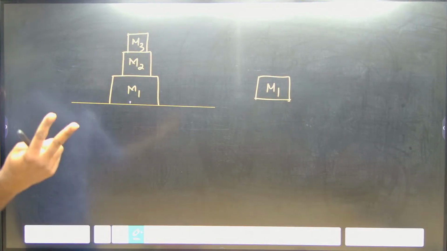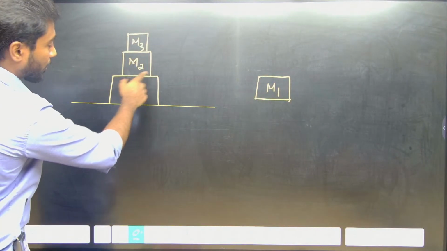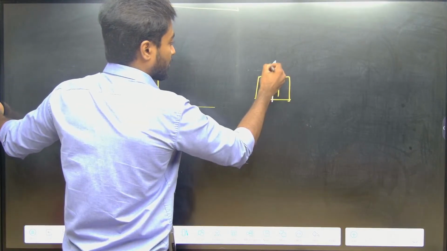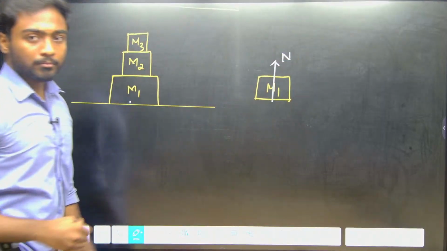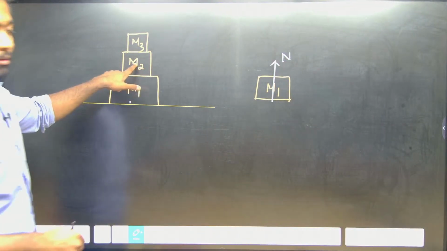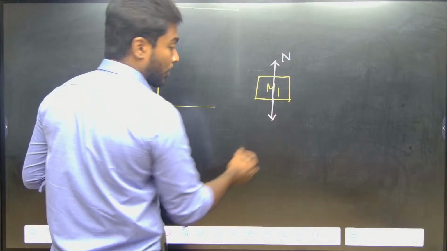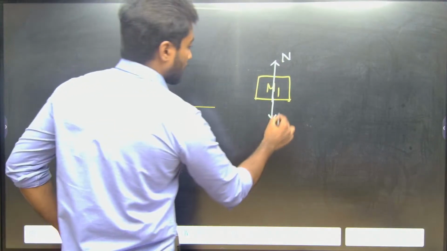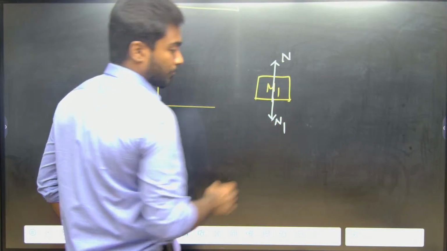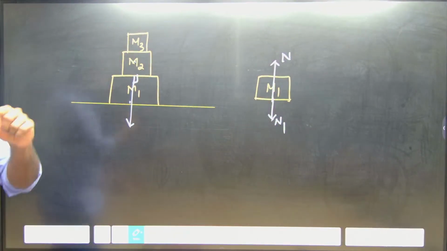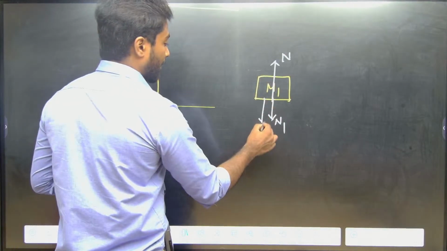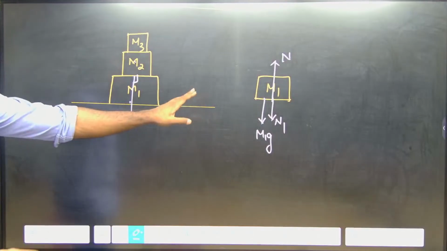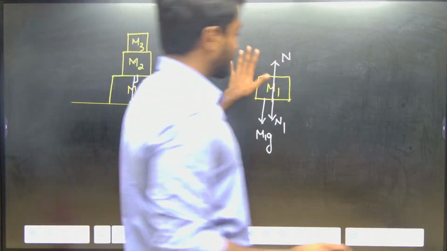Like two normal forces, because one is from the surface and one is from the surface of M2. Due to the surface, I will take N. Due to M2, I will take it towards down, because it will be acting perpendicularly. So due to M2 it will be down, that is N1. And what else is there? Weight is there. So weight will be acting towards down, that is M1g. That is it. We have talked about whatever forces are acting here, right?